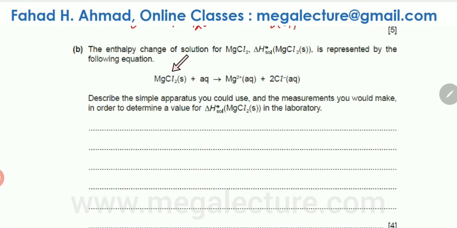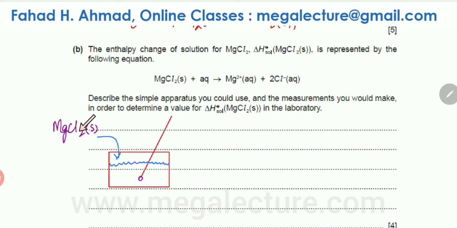Now it's a simple experiment. You're just going to take MgCl2 salt, dissolve it in water, and measure the temperature change. You're going to measure the energy change associated with this reaction. Take MgCl2, mix it in water, it dissociates, dissolves, and you measure the temperature change. So here's the simple apparatus: MgCl2, put some water in it, and use a thermometer to measure the temperature change that's going to happen.